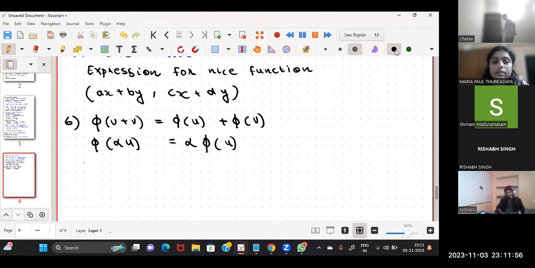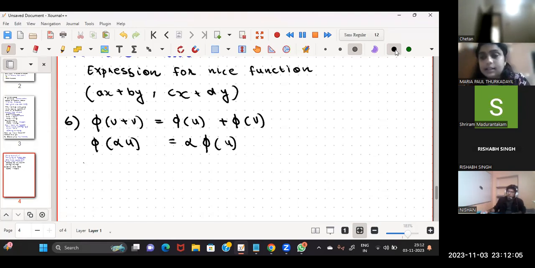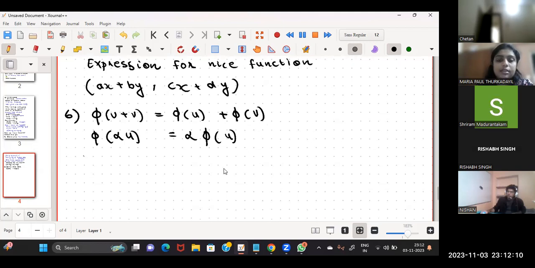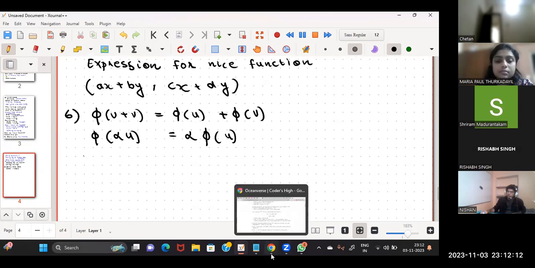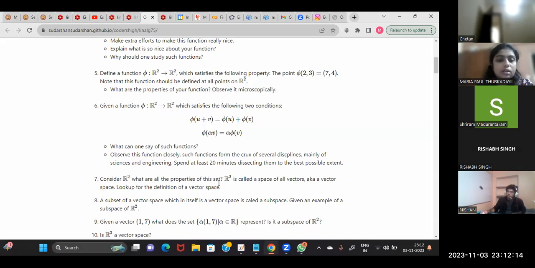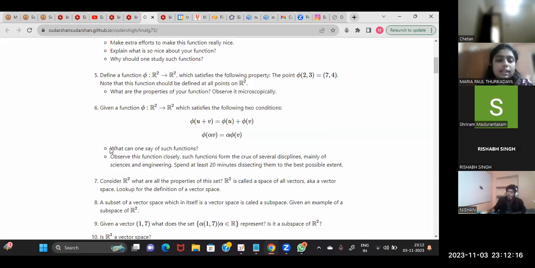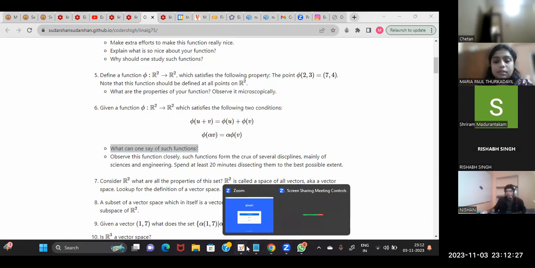So we were talking about nice functions, and we noticed that these nice functions actually satisfy these properties: phi of u plus v equals phi of u plus phi of v, and the scaling condition. So what can one say of such functions? Observe these functions closely; they form the crux of several disciplines. Spend at least 20 minutes dissecting them.